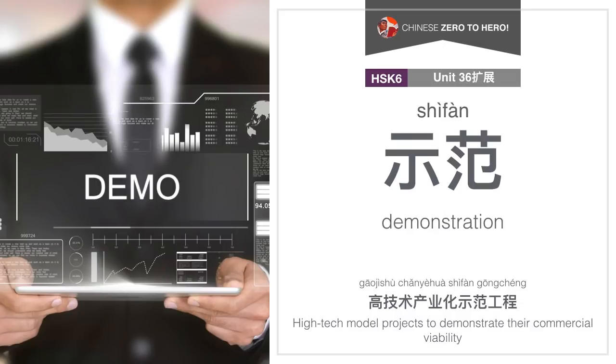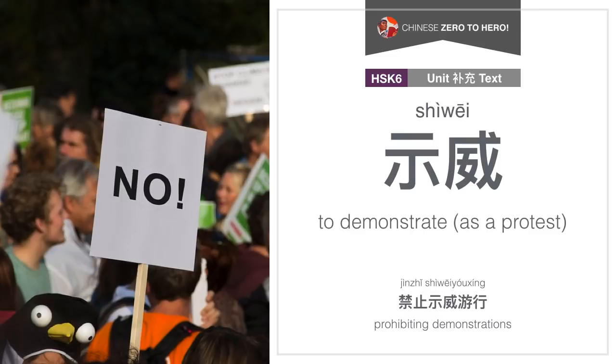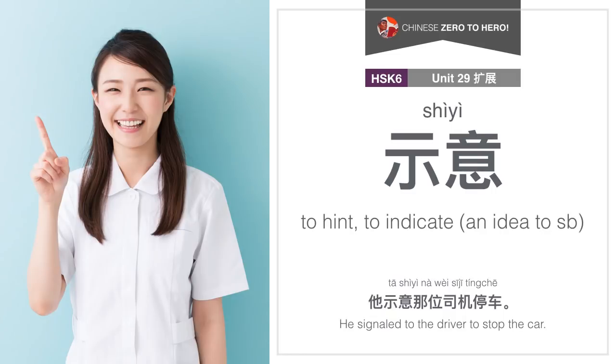In HSK 6, we also learn the word 示范, meaning demonstration, to give a demo. 高技术产业化示范工程。High-tech model projects to demonstrate their commercial viability. In HSK 6, we also learn the word 示威, meaning to demonstrate as in a protest. 禁止示威游行, prohibiting demonstrations. In HSK 6, we also learn the word 示意, meaning to hint or to indicate.